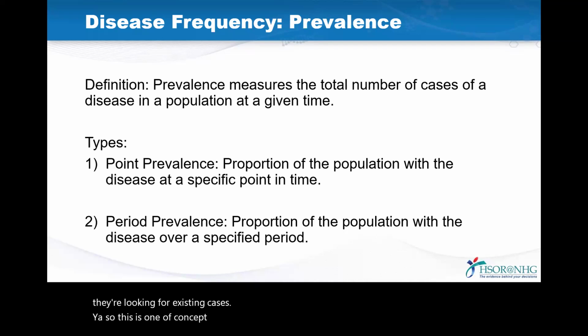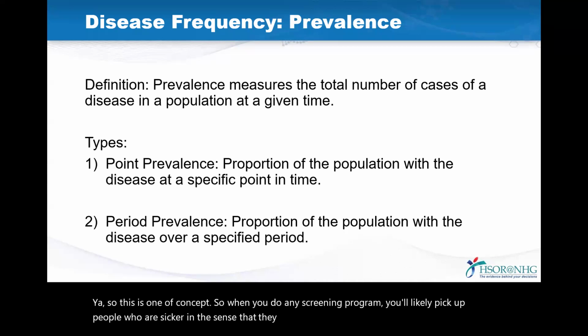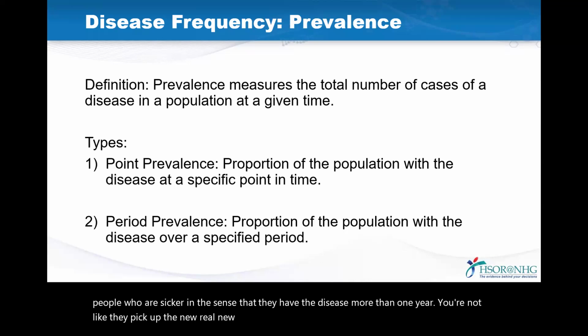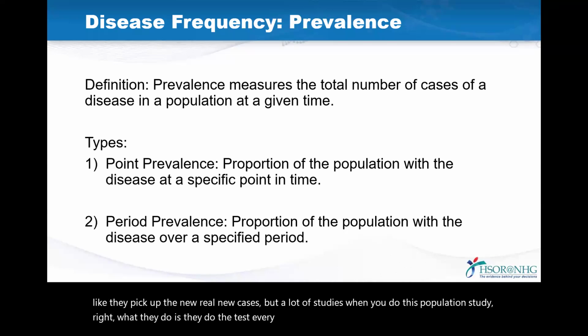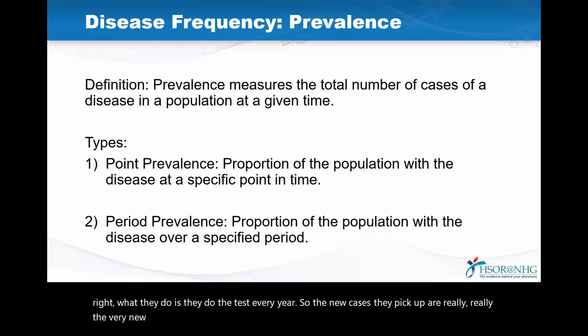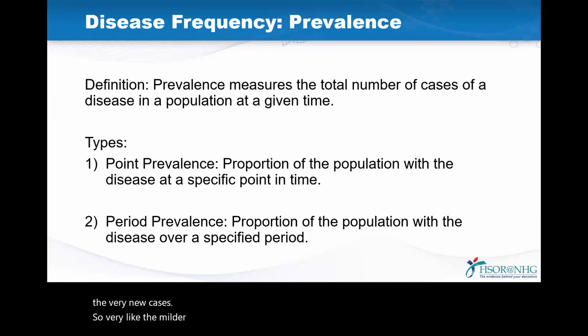When you do any screening program, you'll likely pick up people who are sicker, in the sense that they have had the disease for more than 1 year. You're not likely to pick up the real new cases. But in a lot of population studies, they do the test every year. So the new cases they pick up are really the very new cases, very likely milder. That's why there are some biases when you talk about this. Okay, I think I covered that all.